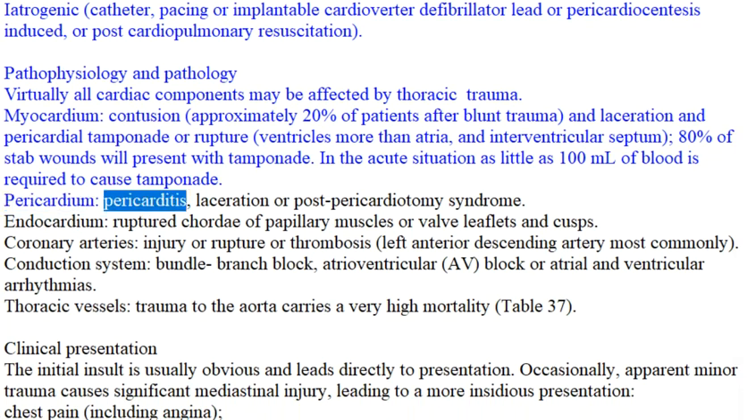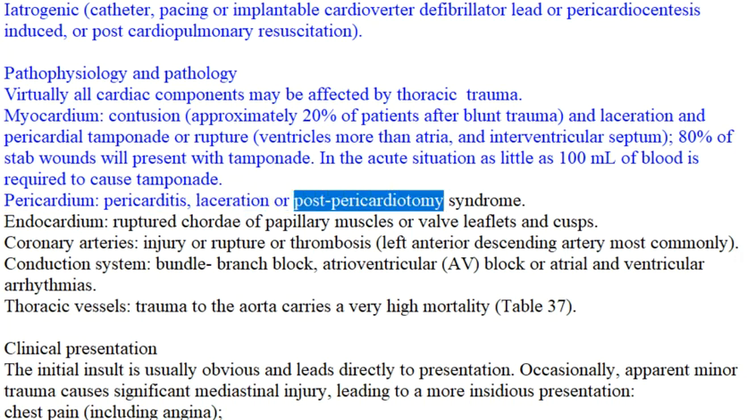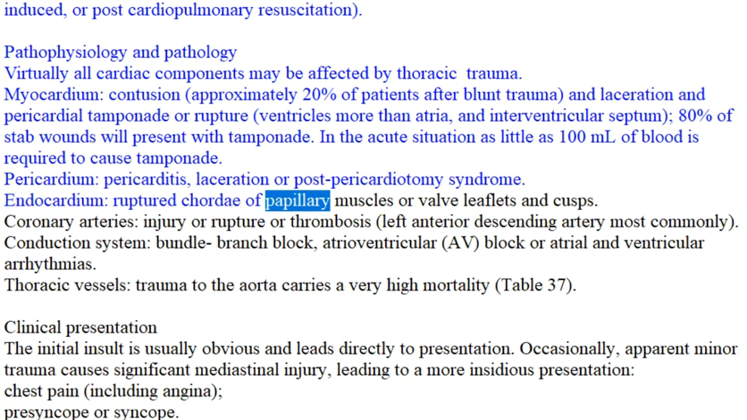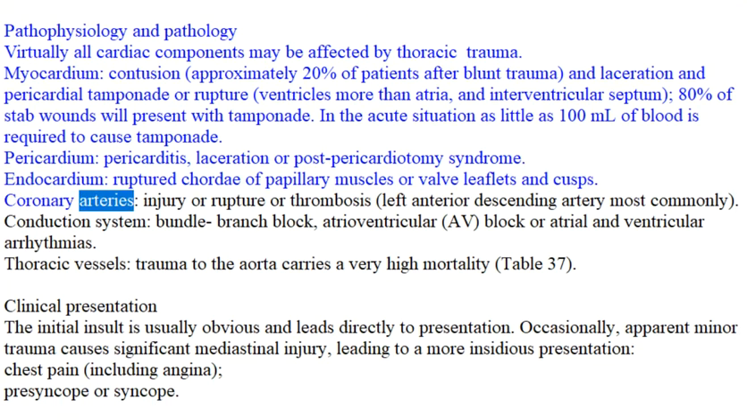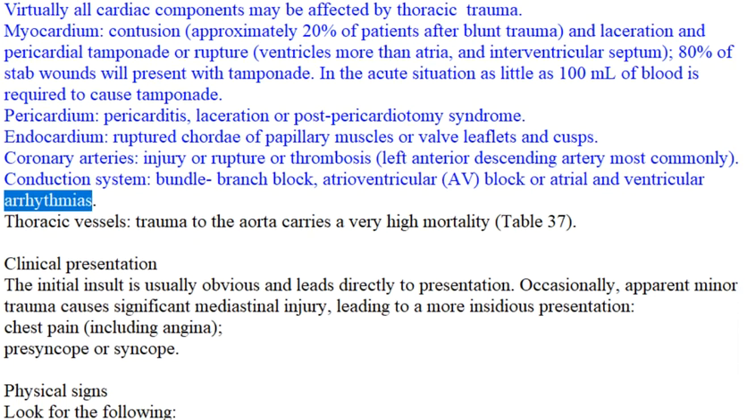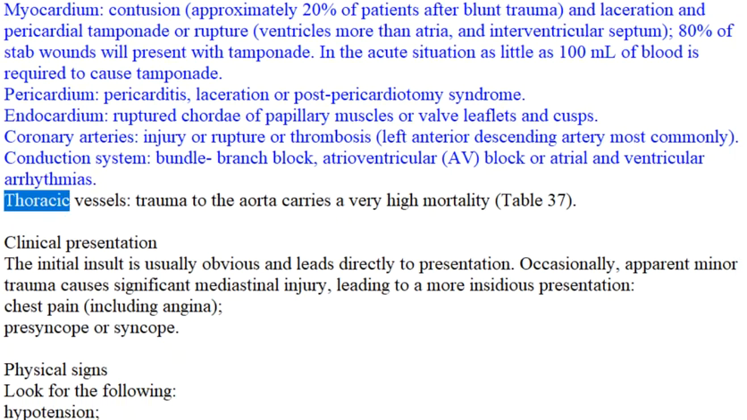Pericardium: pericarditis, laceration, or post-pericardiotomy syndrome. Endocardium: ruptured chordae of papillary muscles or valve leaflets and cusps. Coronary arteries: injury or rupture or thrombosis, left anterior descending artery most commonly. Conduction system: bundle branch block, atrioventricular (AV) block or atrial and ventricular arrhythmias. Thoracic vessels: trauma to the aorta carries a very high mortality, Table 37.